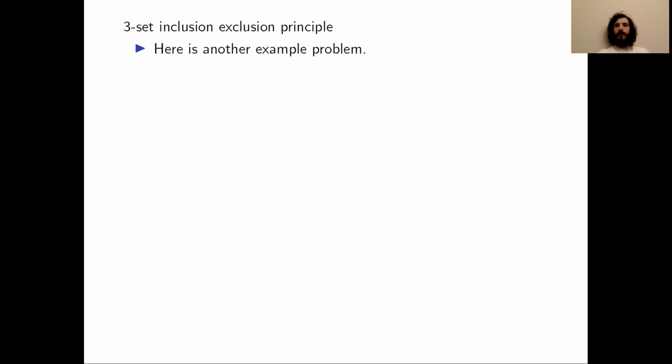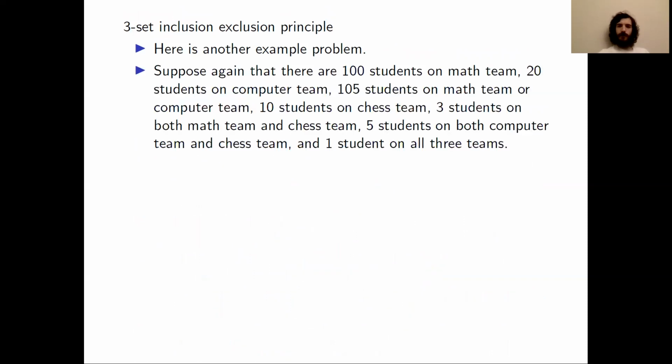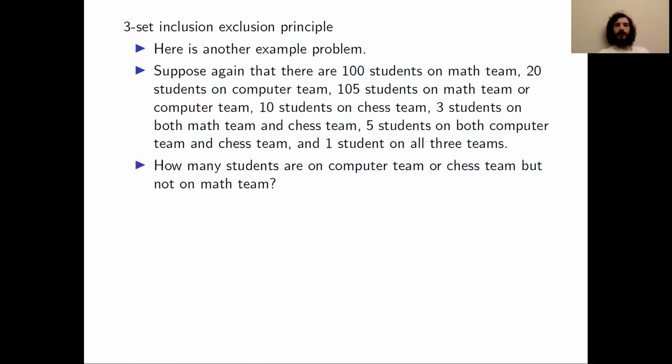Let's look at another problem with the same setup. So again, we have the 100 students on math team, 20 students on computer team, 105 students on math or computer team, 10 students on chess team, 3 students on math team and chess team, 5 students on computer team and chess team, and 1 student on all 3 teams. Here's the new question. How many students are on computer team or chess team, but not on math team?